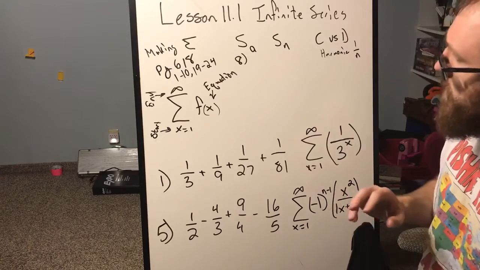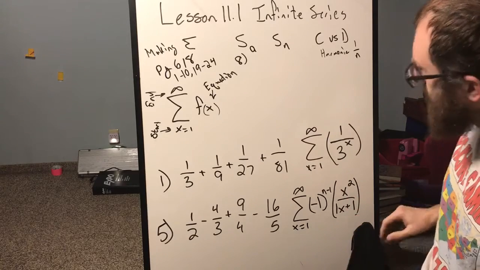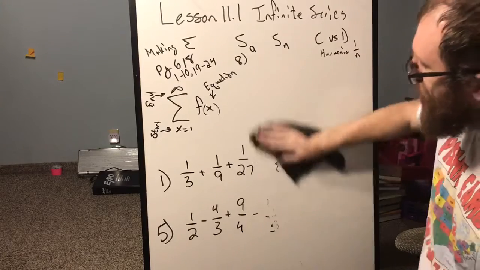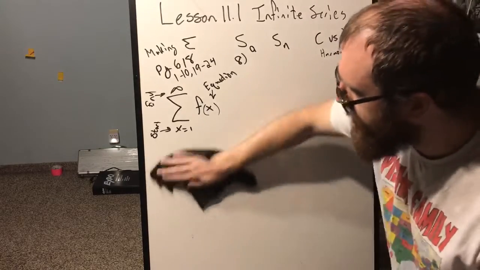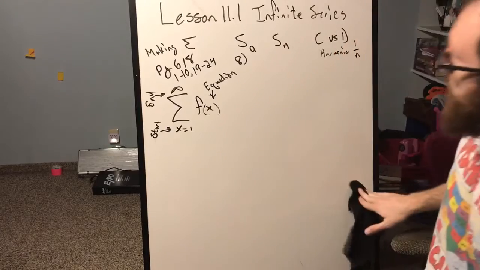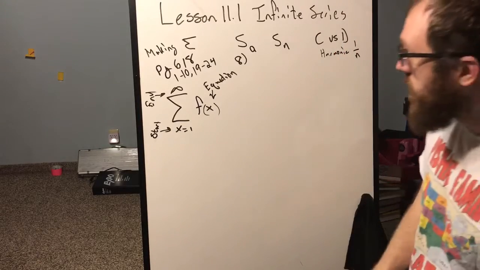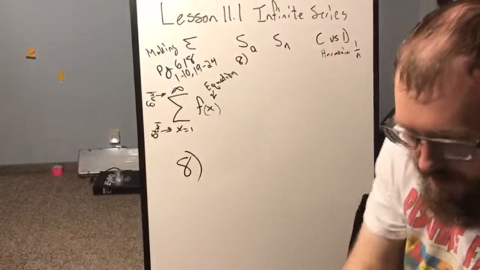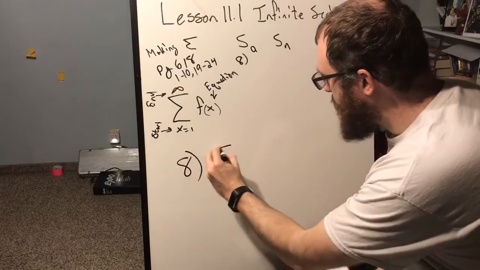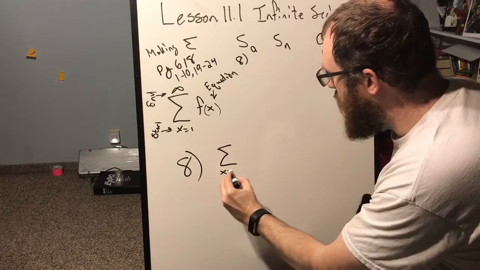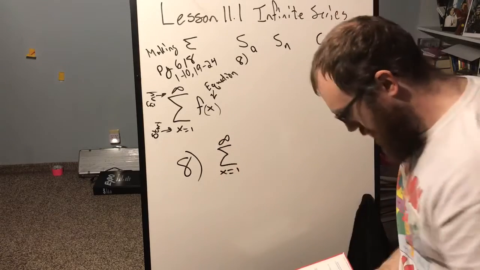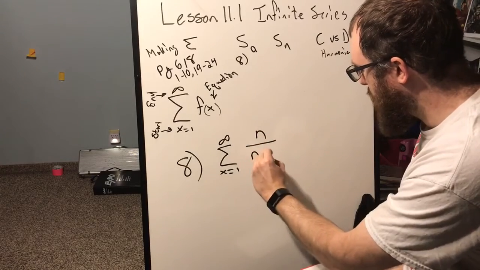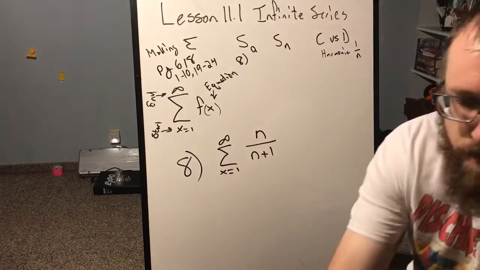Now problems 7, 8, 9, and 10 ask you to find the sum of the series through the 4th term, which is actually the easiest part of the homework, but I'm going to walk through one of them, and that's problem number 8. So problem number 8 gives us the formula, the series from 1 to infinity of n over n plus 1. And I just want the first 4.